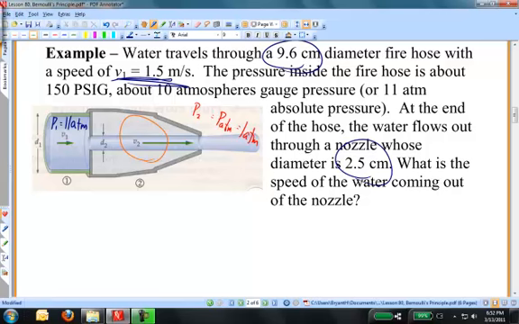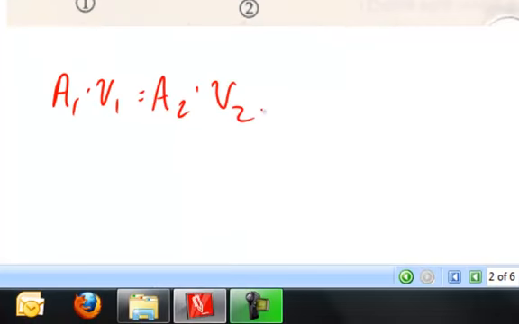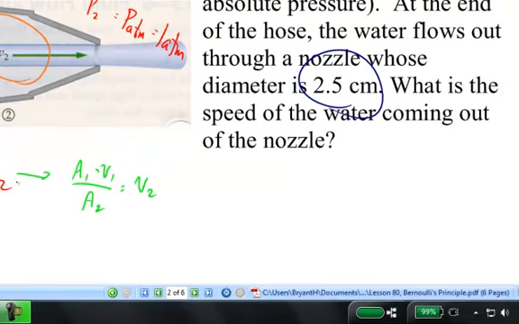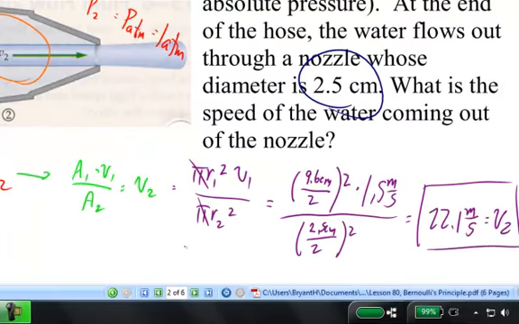Let's write that down. Since we know information about all of this, we can solve that equation for V2. Remember, if we model this as a cylinder, then the area is going to be pi r squared. Solve that equation for V2. And now write the area in terms of the radii and put in the numbers. I find that the fluid flows out of the pipe at a speed of 22.1 meters per second.